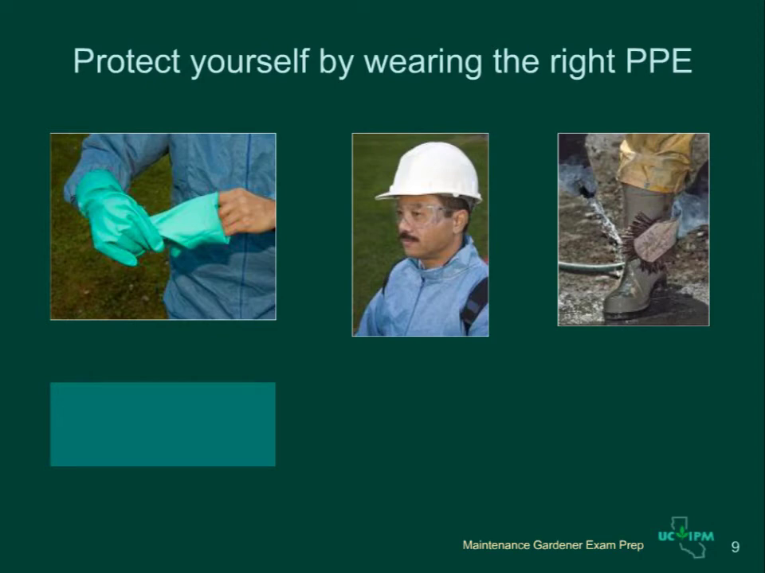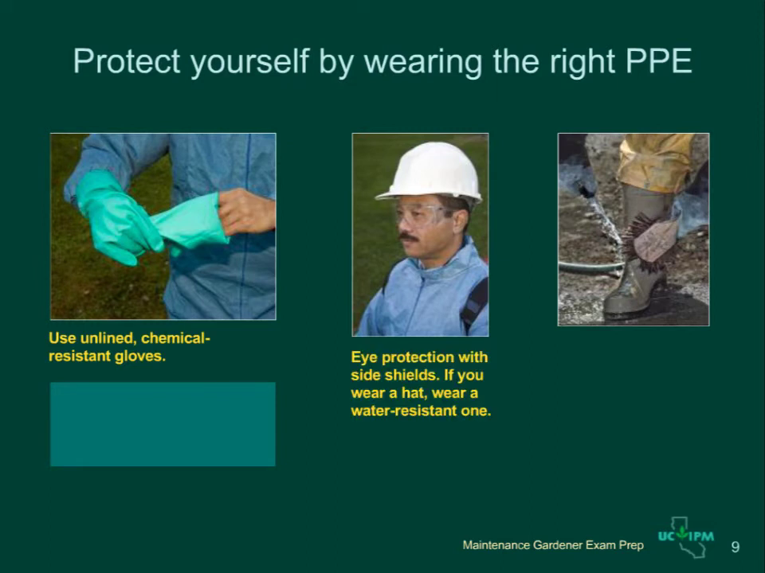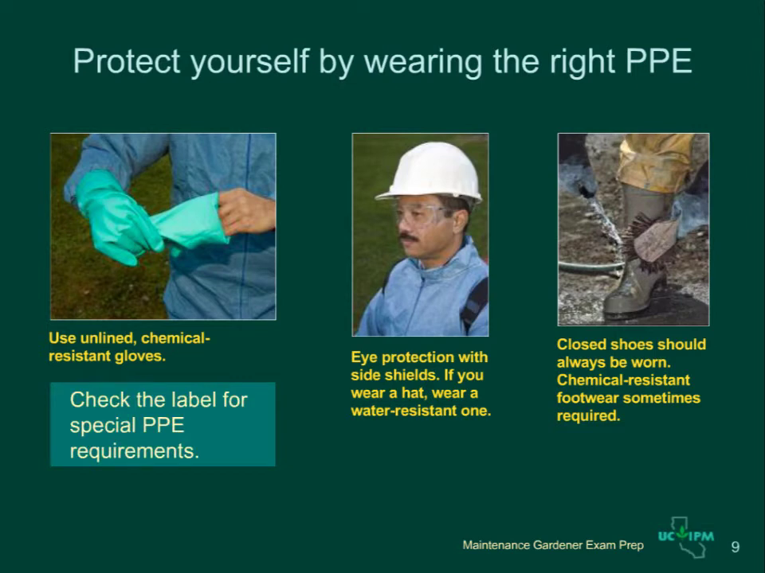Before you mix, handle, or apply pesticides, you must put on personal protective equipment, or PPE, to protect yourself from injury. The basic protective equipment required for any pesticide application includes chemical-resistant gloves and eye protection in the form of safety glasses with side shields or goggles. Some products require additional PPE. For instance, chemical-resistant boots or hats or coveralls or bibs. Read the label to see what is required.